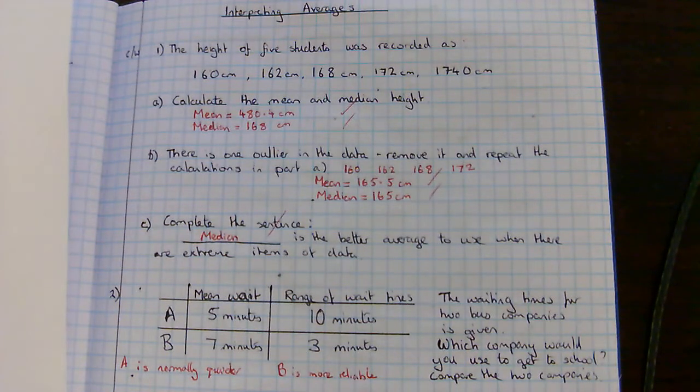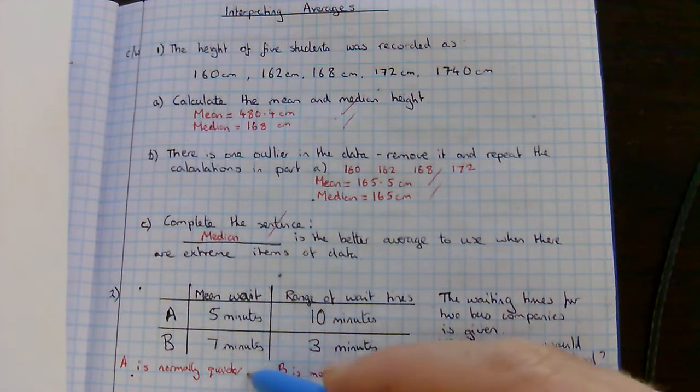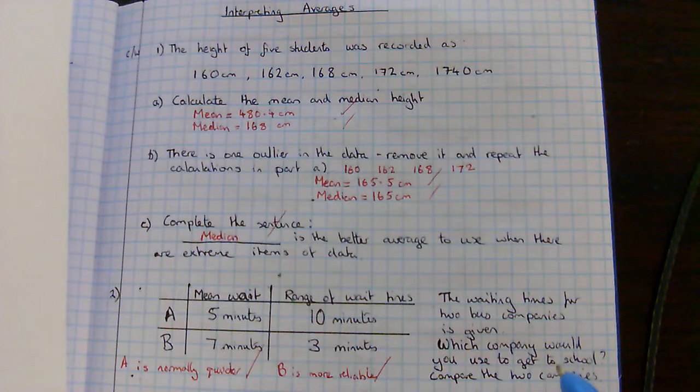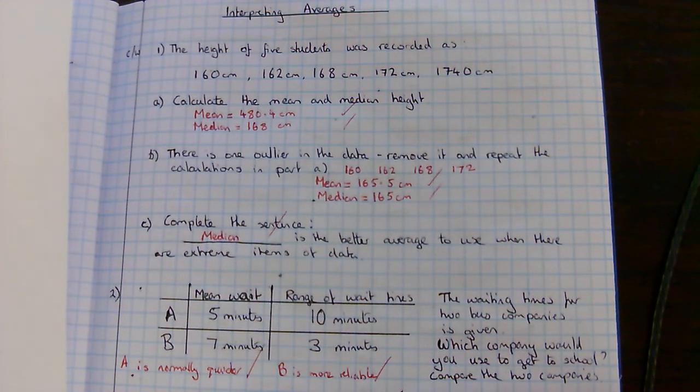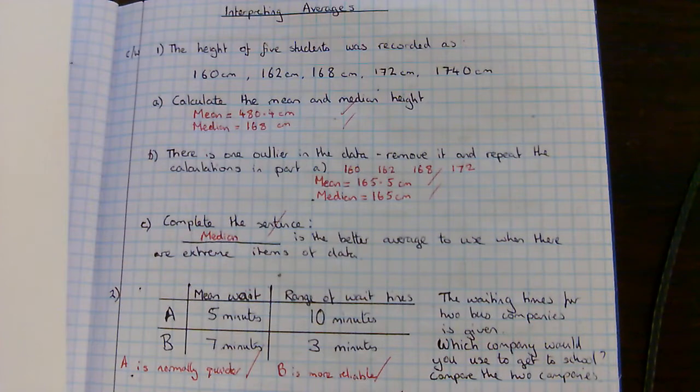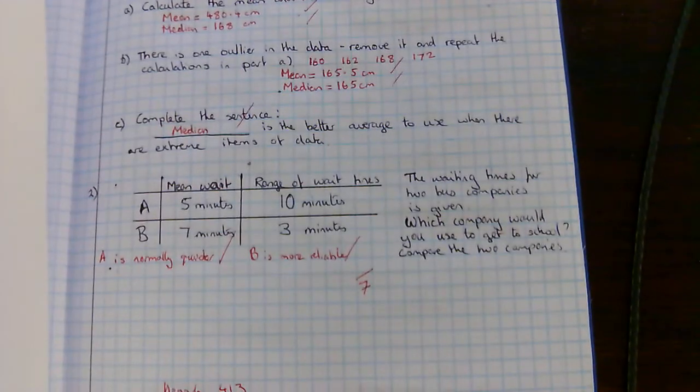If you want to know more about those averages, please take a look at Hegarty clip number 413. There's 2 marks available for that last question, so that should be out of 7 in total. Hegarty 413 if you're looking for more help on this topic.